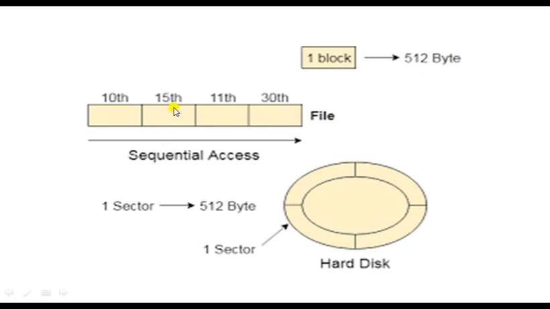If the operating system accesses this file, it has to access the first block, that is 10th, then 15th block, then 11th block, then 30th block. If file accessing happens in this manner, this is called sequential access. That means if the operating system accesses the 30th block, it has to start from the 10th block and go through the next 15th and 11th blocks. It cannot directly jump to the 30th block or 11th block. If any block it needs to access, it should follow the starting point and go through to the required point. That is called sequential access.